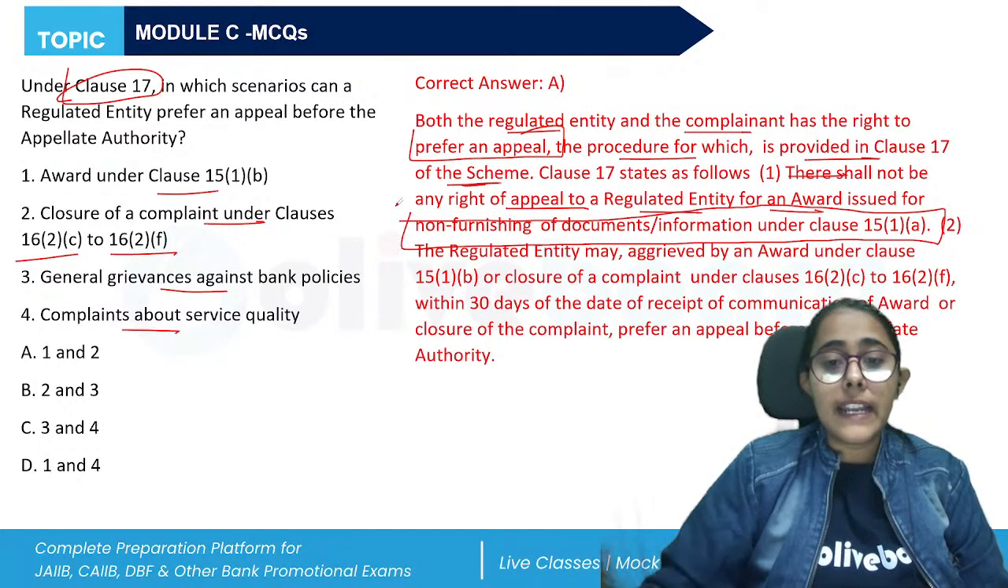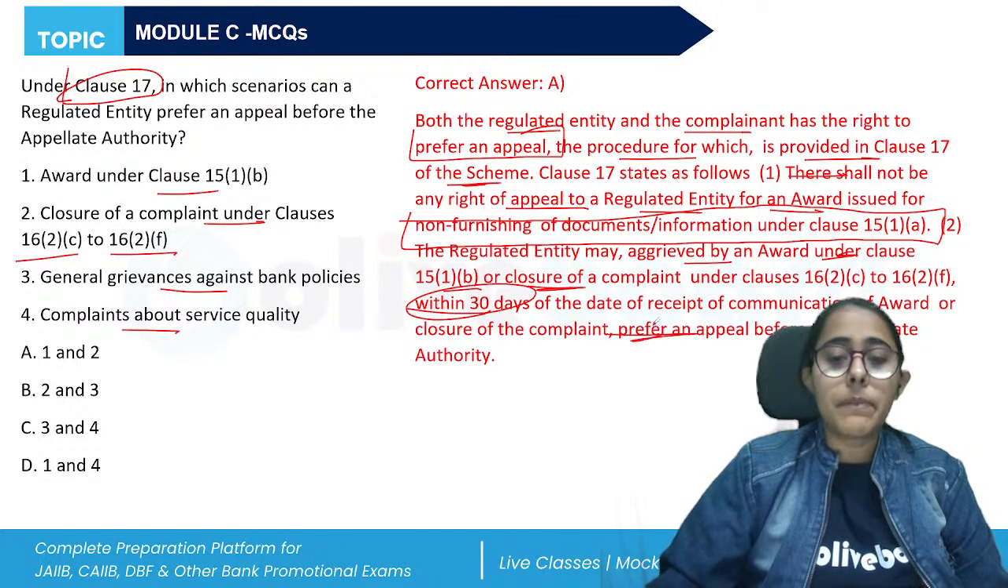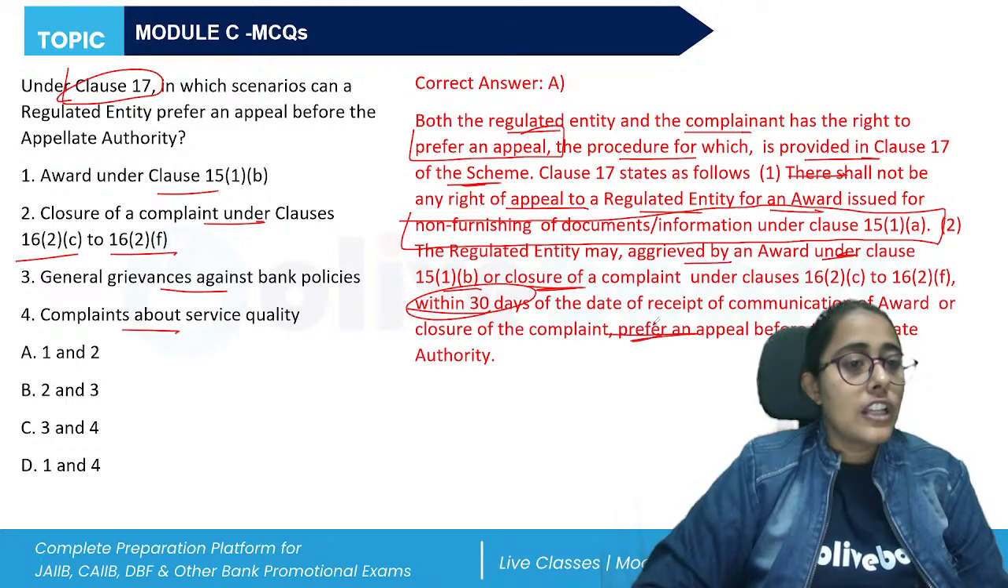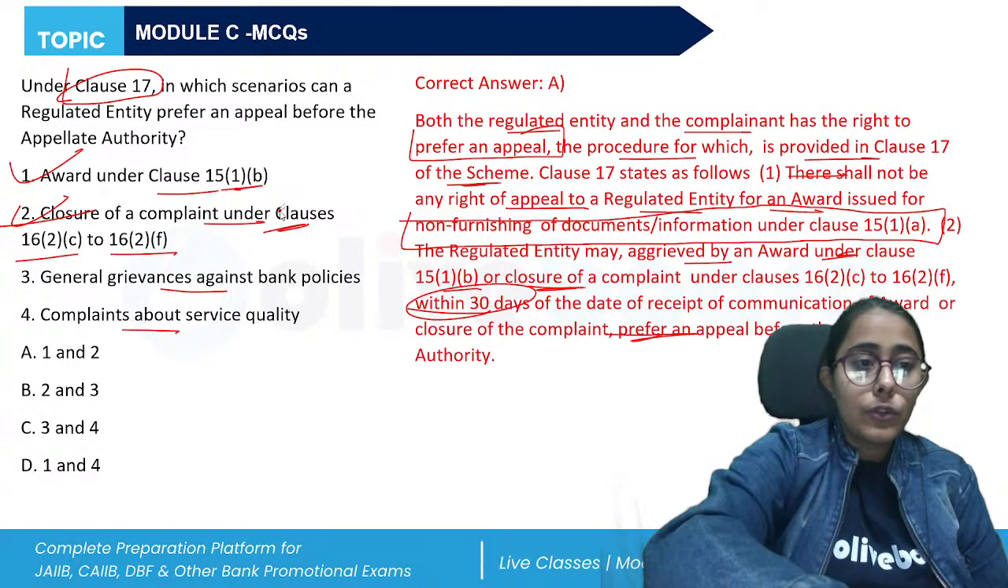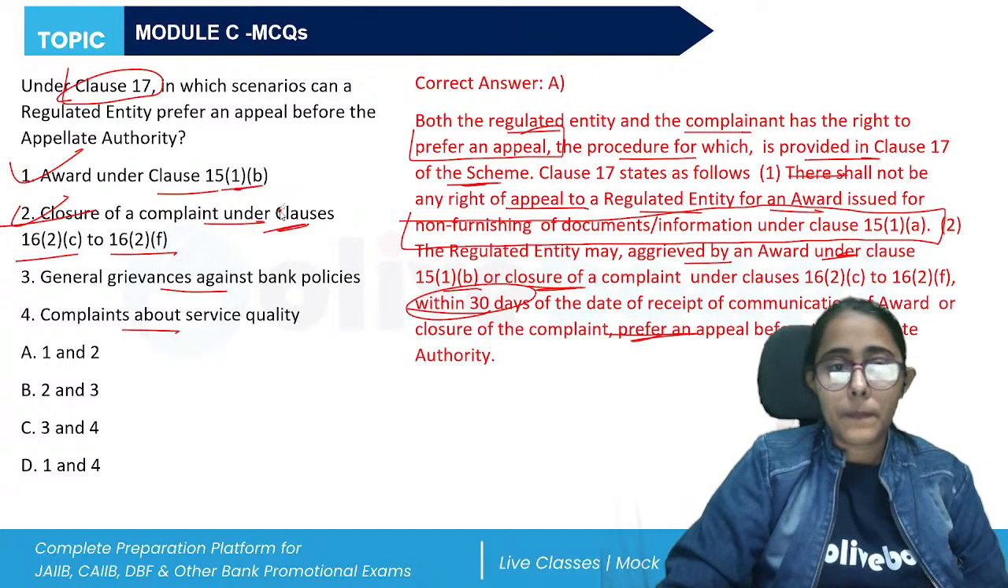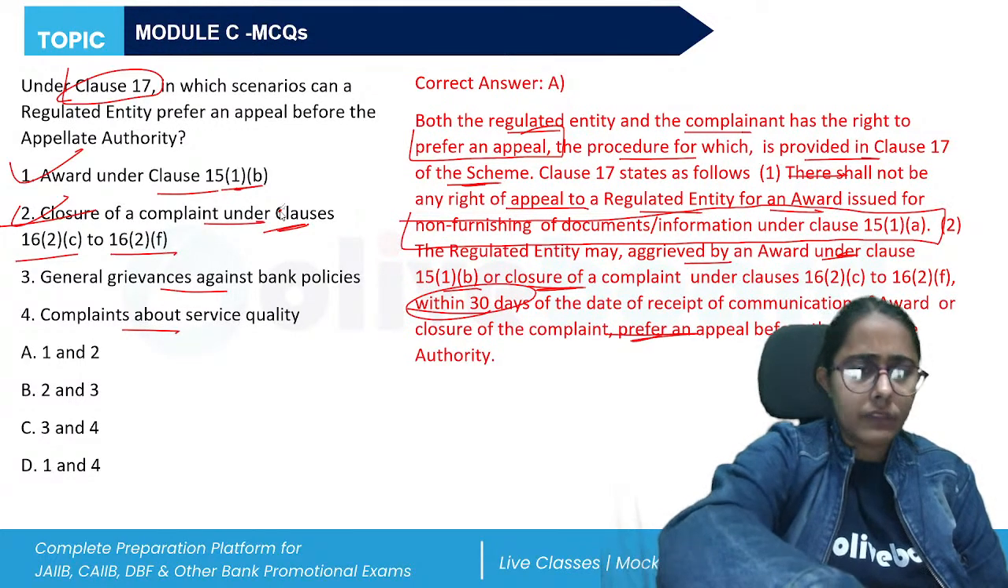However, the regulated entity that is aggrieved by an award under clause 15(1)(b) or closure of a complaint, within 30 days, can prefer an appeal before the appellate authority. So they can make an appeal under award of clause 15(1)(b) or closure of the complaint under clause 16(2)(c) to (f). Alright, so the appeals can be made in these particular cases, and it is given under clause 17. So within 30 days they have to make it. So I think this information is enough.